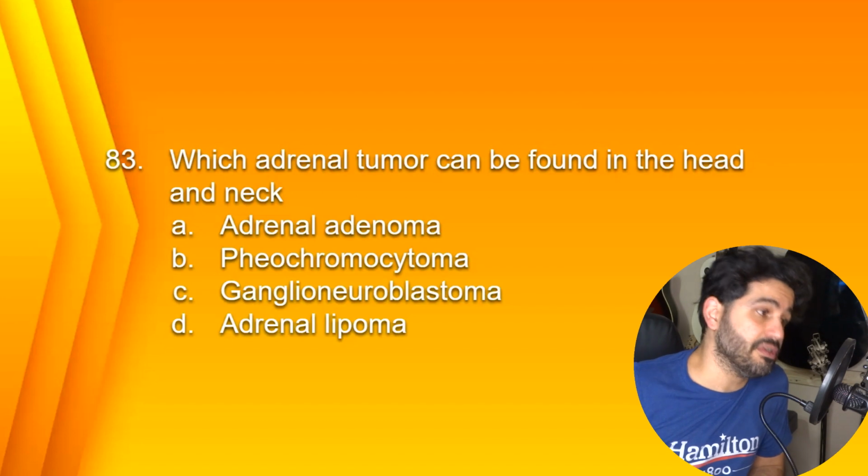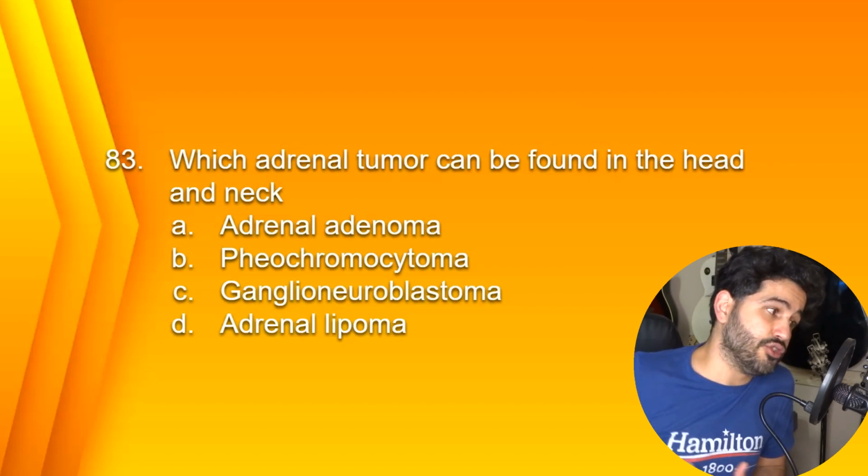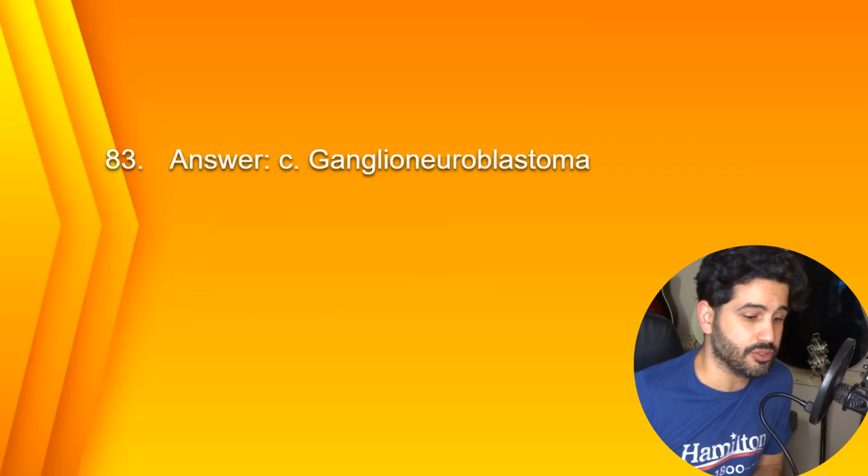A pheochromocytoma is also found usually within the adrenal gland. And an adrenal lipoma would be benign. So your answer would be a C, ganglioneuroblastoma.